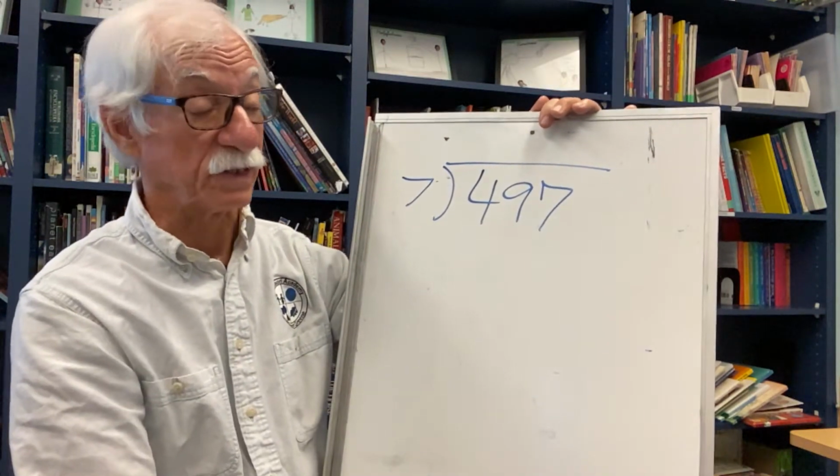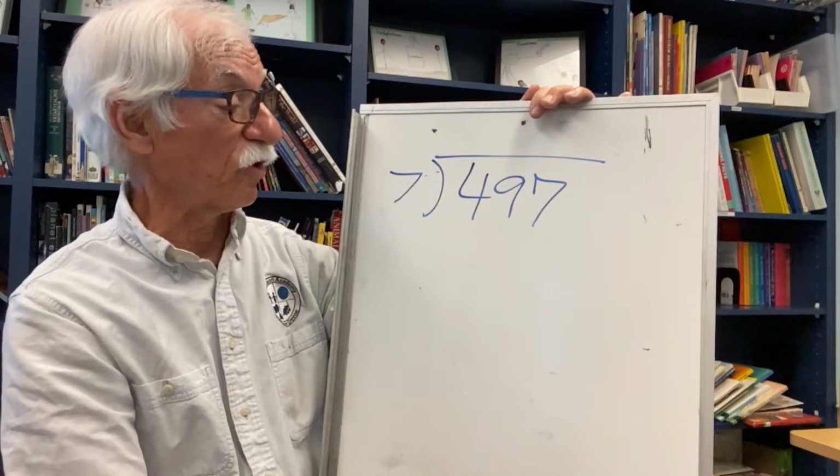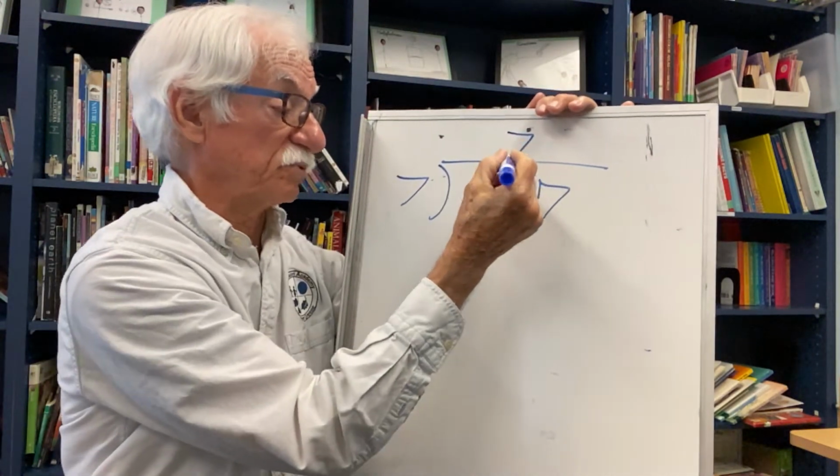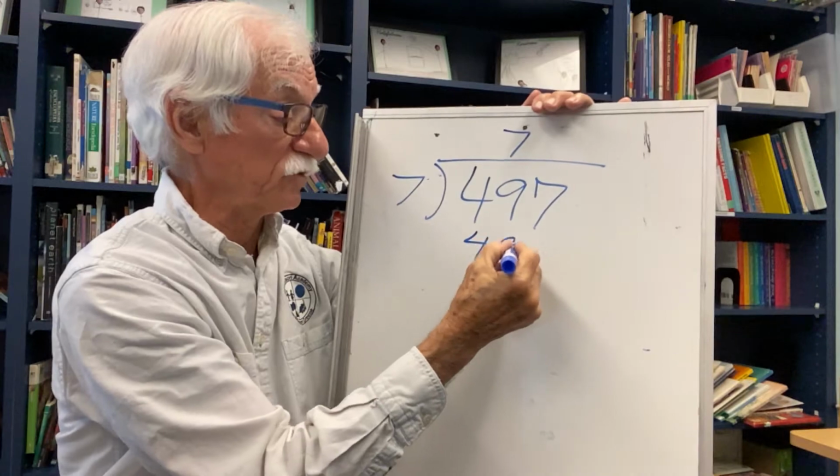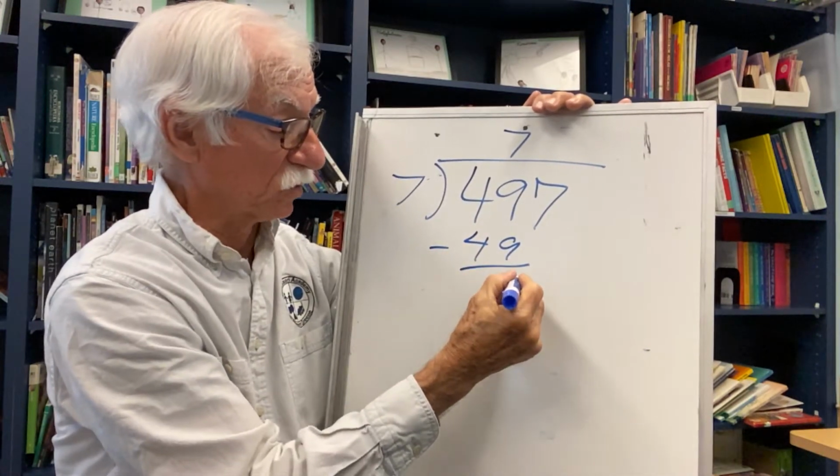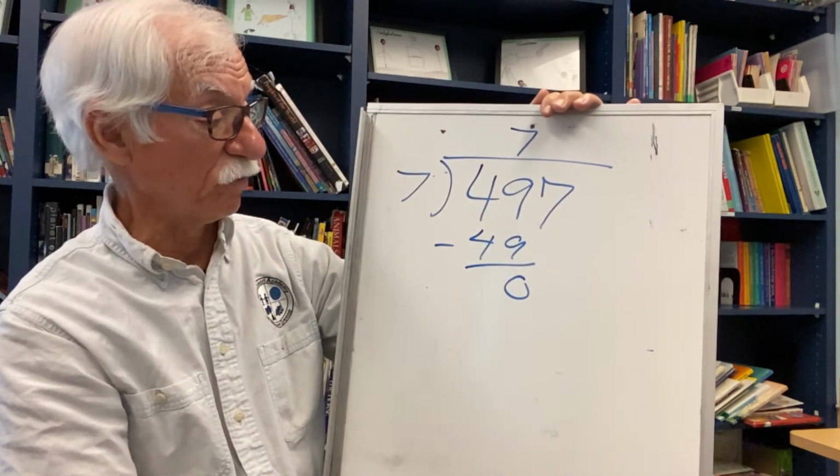But I got 49 tens. And how many groups of 7 are there in 49 tens? Well, I know my math facts. 7 times 7 is 49. Ooh, that's cool. Comes out exactly even. Take those away. I've given up 400.